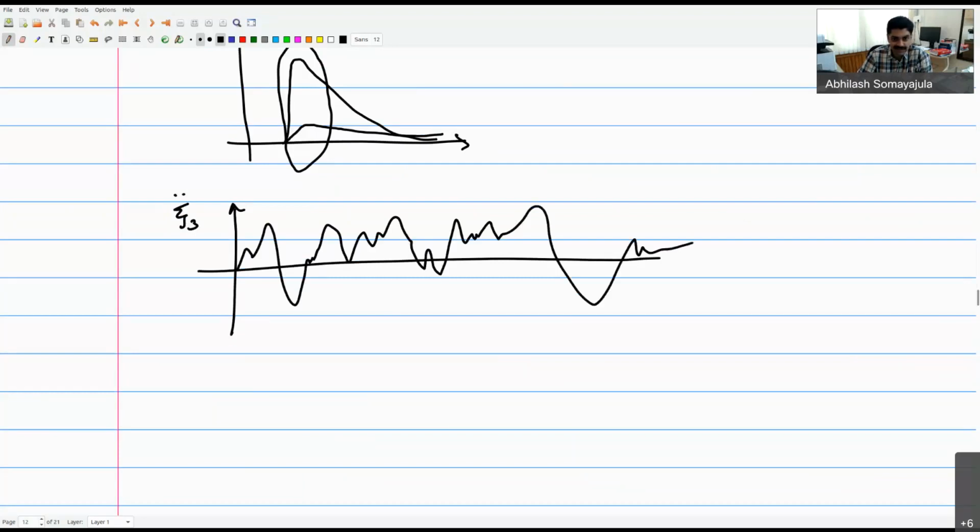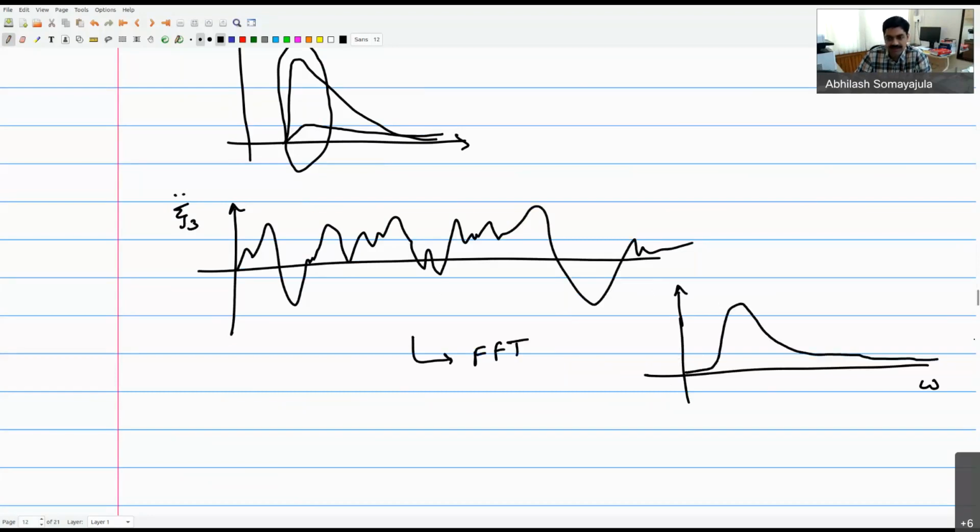Okay, my drawing is not very good, excuse that, but let's assume that we have a good amount of time history. We simply take a fast Fourier transform of this, and then you convert it into the frequency domain, basically. And you'll see that in the frequency domain, something like that might come out.